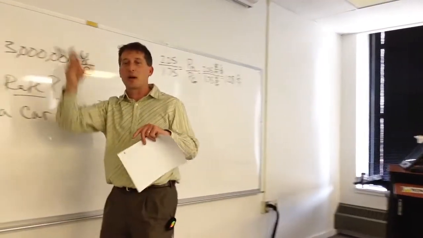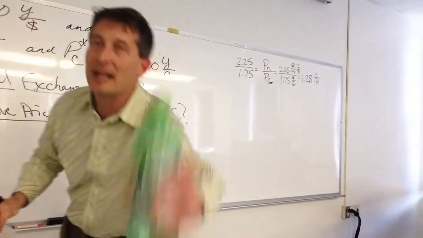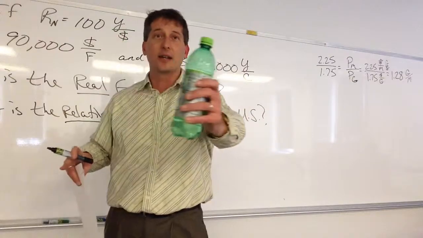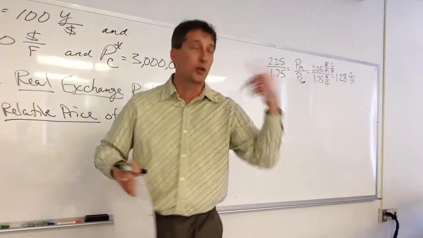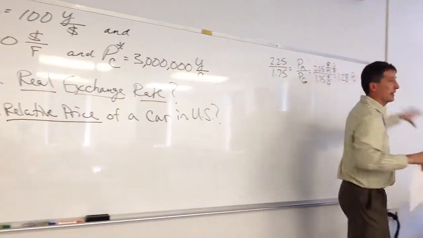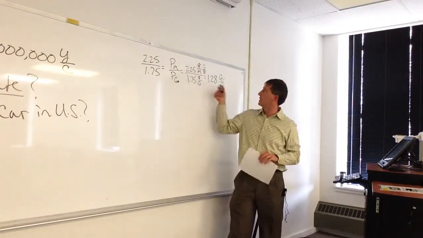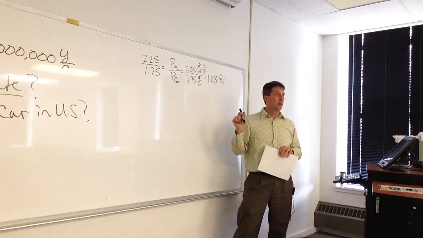Ethan, if you want to hold up your prop there, he needs to give me 1.28 of those for me to give him this, right? Because that's what our internal market system is telling us Gatorade and Mountain Dew can be traded for. 1.28 Gatorade equals 1 Mountain Dew.